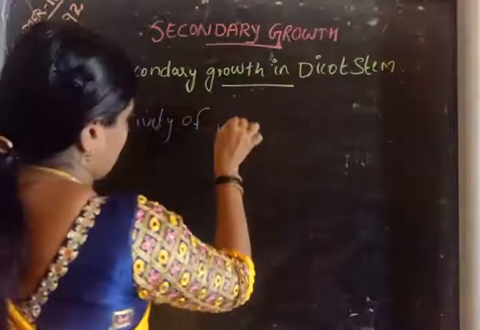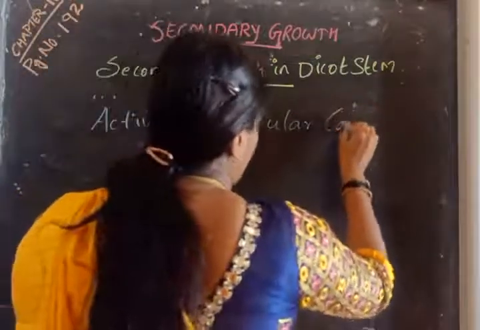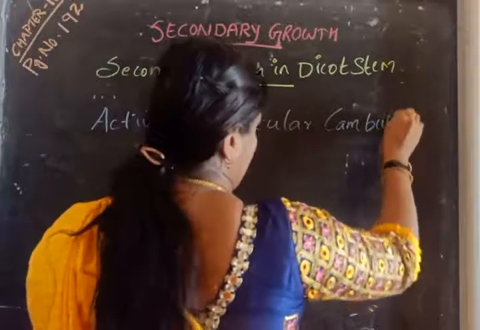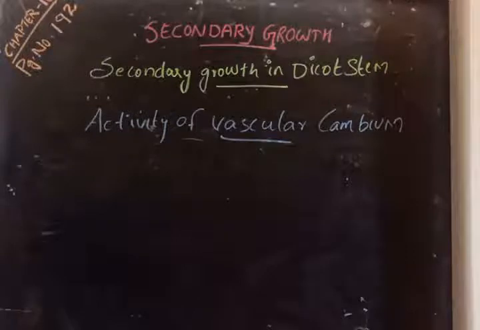Activity of vascular cambium. The active vascular cambium ring may cut off new cells on both sides, that is towards the inner and towards the outer side. When the vascular cambium ring cuts new cells towards the inner side, it is called a secondary xylem, whereas towards the outer side, it is called a secondary phloem.